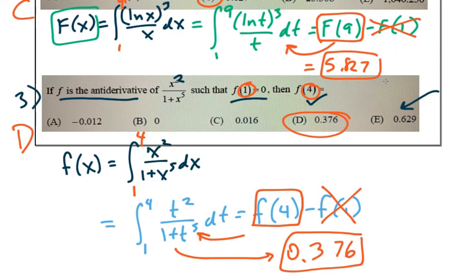So there you go. That's the last type of problem we see with FTC. It's really important because we do see it so many different times in the AP. Good job.